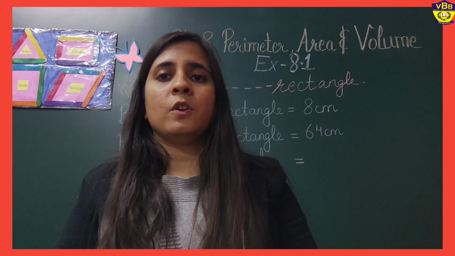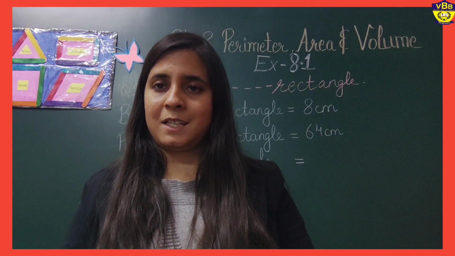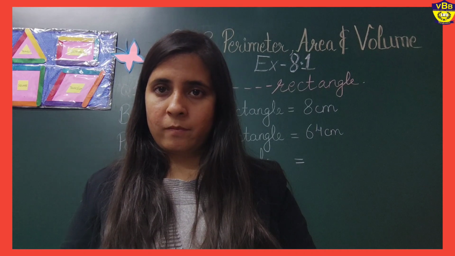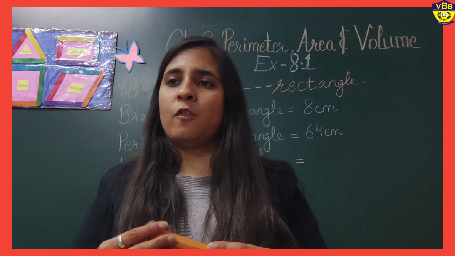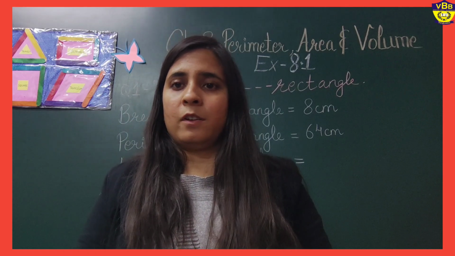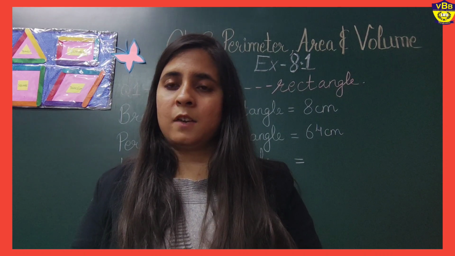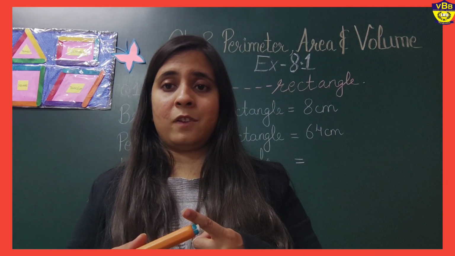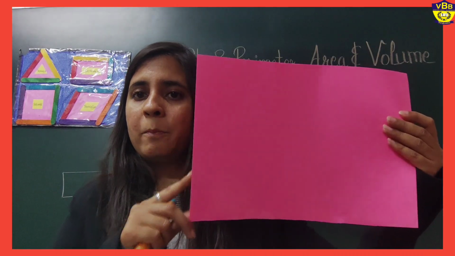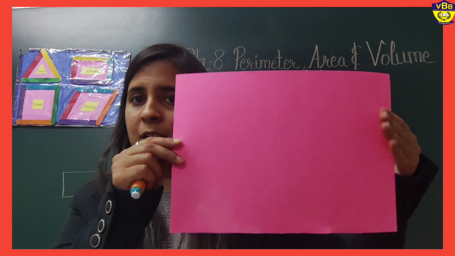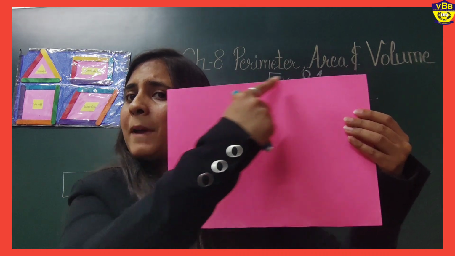Yes, now today we are going to start with the word problems given in exercise 8.1. Question number 4 says that we have to find the length of the rectangle, and the breadth of rectangle is given, and the perimeter of rectangle is given. That means if we have a rectangle, breadth is given. This is 8 centimeter, this is also 8 centimeter, and the perimeter is given.